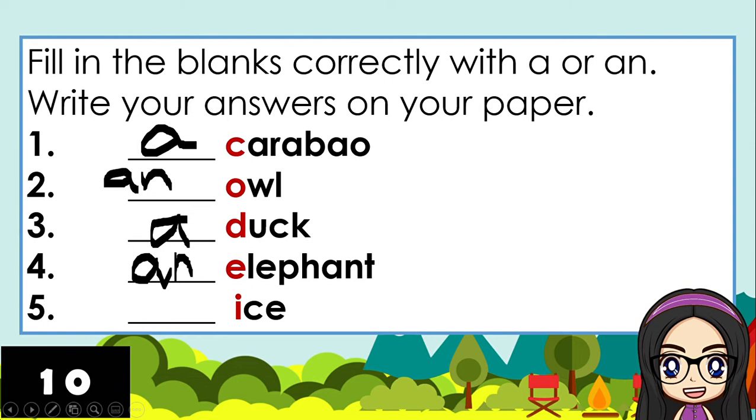And for the last number, number 5, ice. Ice. Is this consonant or vowel? Are we going to use A or an? Comment your answer below. And the correct answer is an, because letter I is a vowel. Great job!